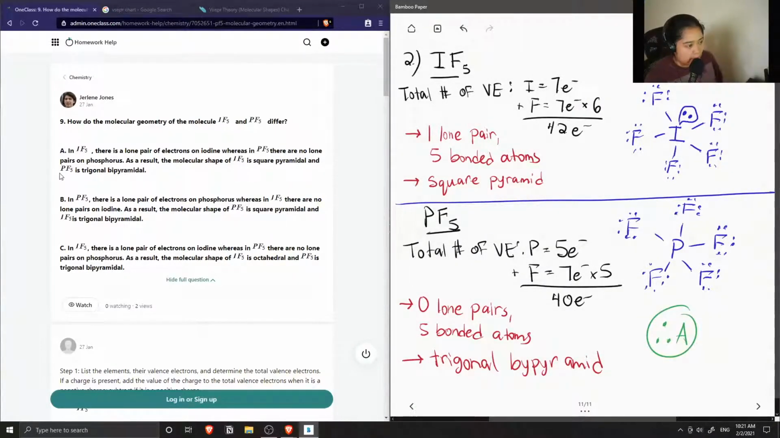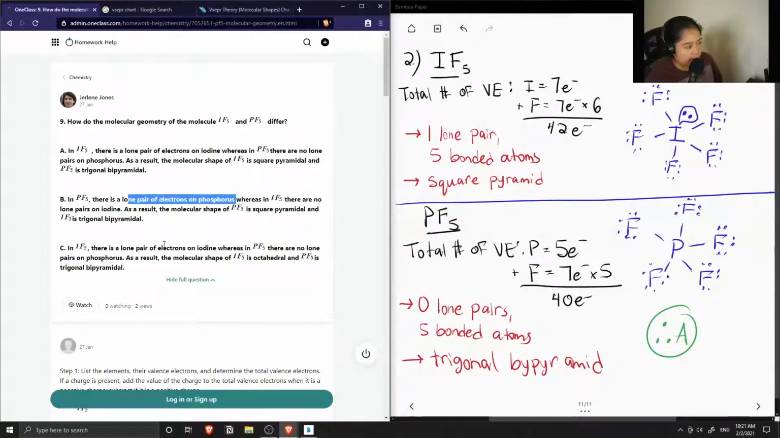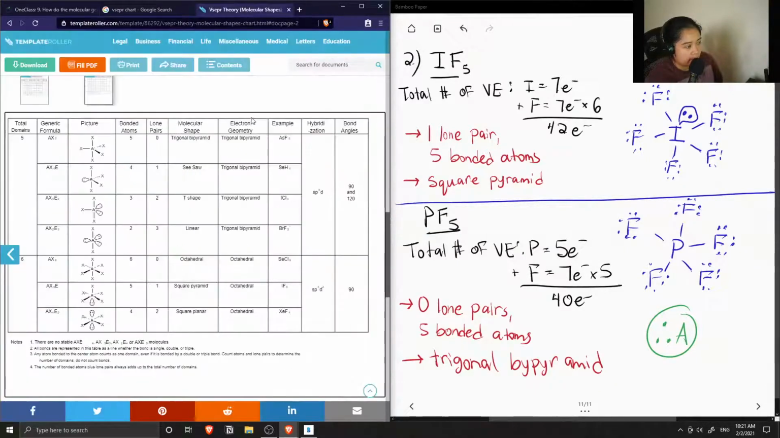And if we double check and look at options B and C, you can see that we don't have a lone pair on phosphorus, so we know this is incorrect. And we know that C is incorrect because the iodine pentafluoride isn't octahedral. We have an octahedral shape when we have 6 bonded atoms and 0 lone pairs.